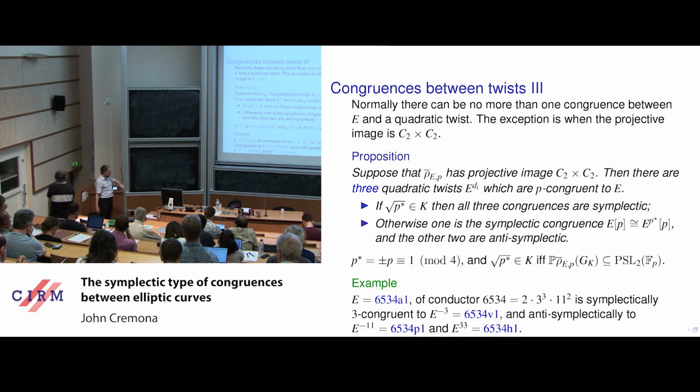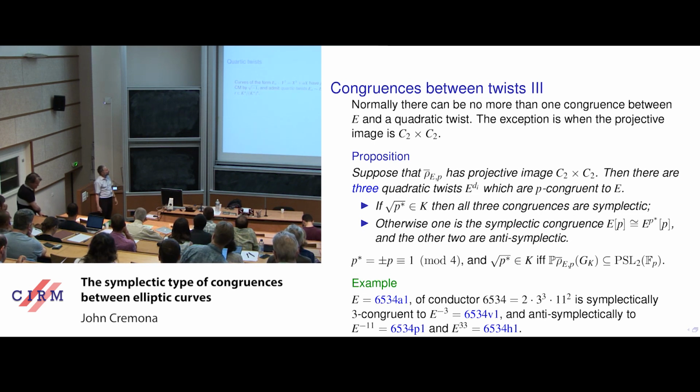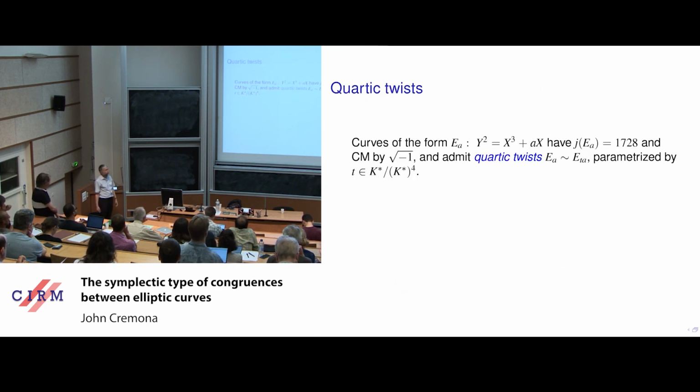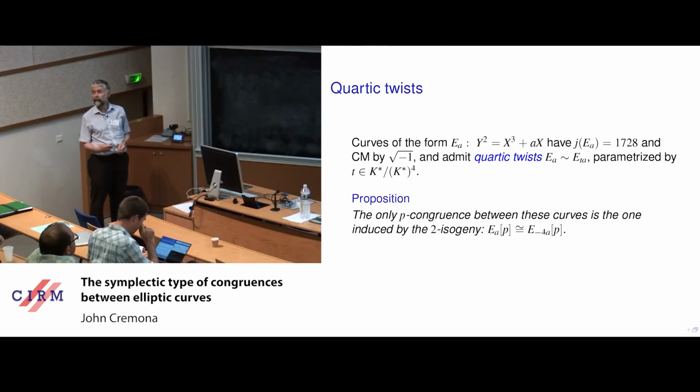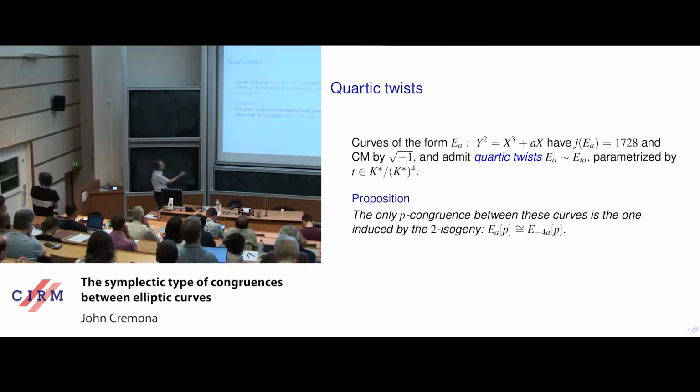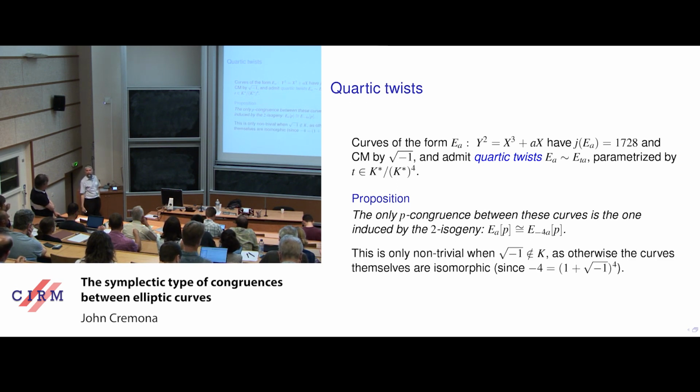OK, I've got one brief thing to say about quartic twists and one brief thing to say about sextic twists. Very brief, one slide each. If you look for quartic twists, you find that there's nothing interesting at all. For quartic twists, you have to have J invariant 1728. The only congruences you ever get are between the curve with this coefficient A and the curve with coefficient -4A, and that's boring because they're 2-isogenous, so it's symplectic or not according to P mod 8. So there's nothing interesting there. And it's even less interesting if -1 is a square, because then they're even isomorphic.